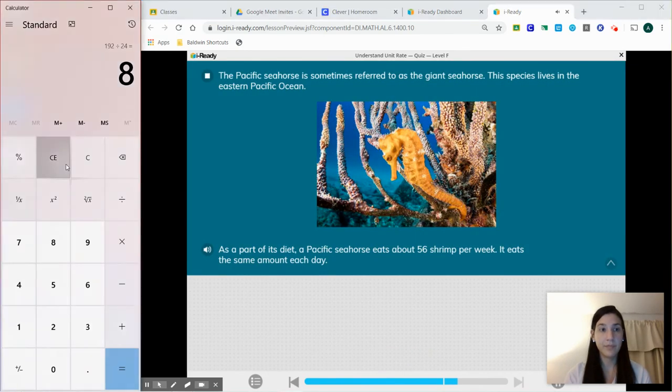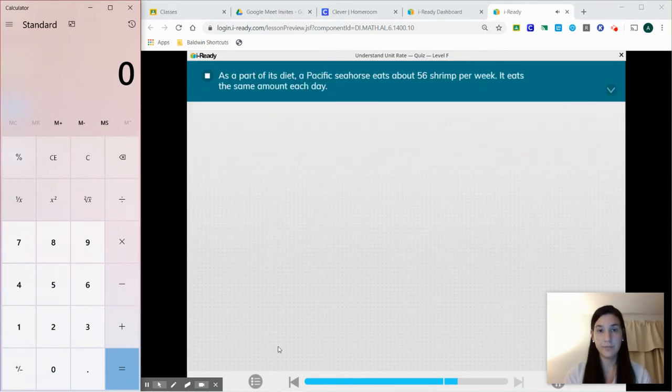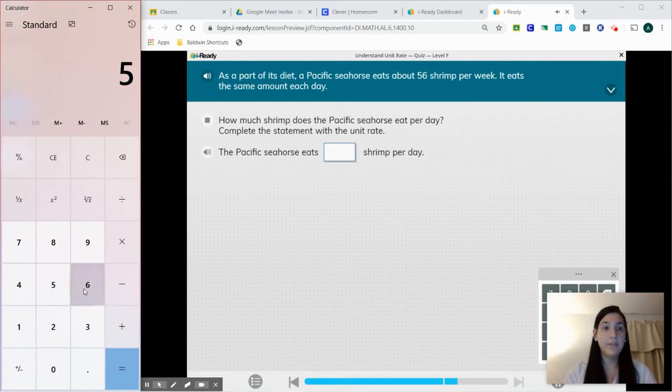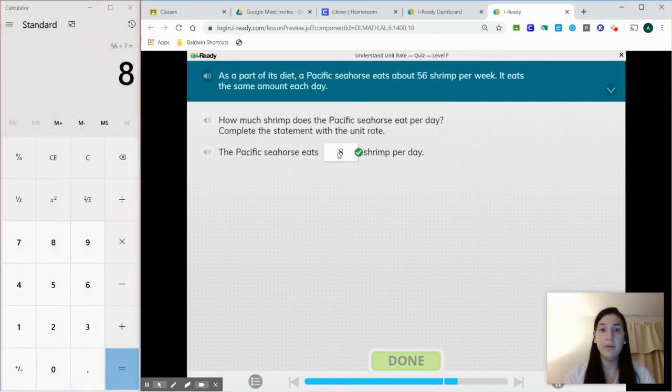The Pacific seahorse is sometimes referred to as the giant seahorse. This species lives in the eastern Pacific Ocean. As a part of its diet, a Pacific seahorse eats about 56 shrimp per week. It eats the same amount each day. Okay, we have to know how many days are in a week. How much shrimp does the Pacific seahorse eat per day? So we're doing 56 shrimp divided by the 7 days in a week, and we see that they're eating 8 shrimp per day.